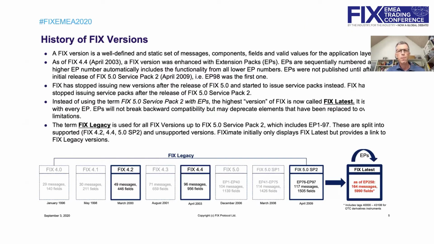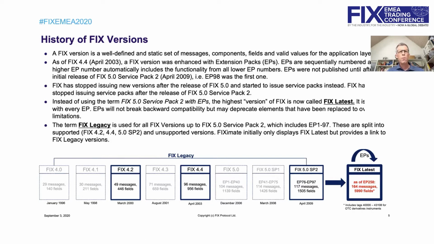So here you see the answer to the questions, all the way on the right-hand side. You can see that FIX latest with extension pack 258 currently has 164 messages and almost 6,000 fields. And note that more than 3,000 of those fields are actually for OTC derivative instruments and in the tag range above 5,000. For those of you wondering how 6,000 fields fit into the well-known range of 1 to 5,000.